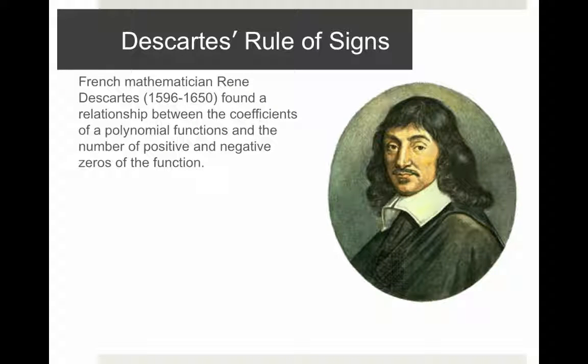Okay, now the rule of signs, this is hopefully going to help you determine if you're going to have positive answers, negative answers, or imaginary answers in terms of your zeros. And the whole goal is that they found a relationship between the coefficients of polynomials and the number of zeros and the types of zeros that they had. And this was obviously figured out a long, long time ago.